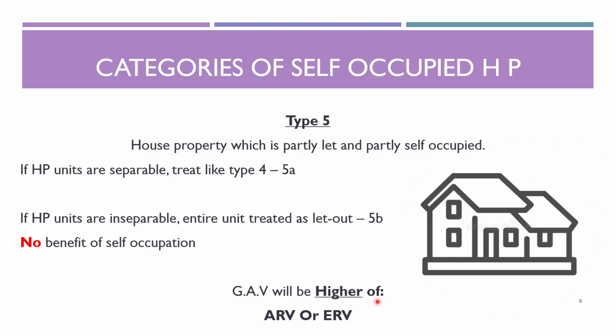So GAV will be higher of actual rental value or expected rental value. In normal cases, ERV will be higher because you are considering for the entire house. So, that is correct.